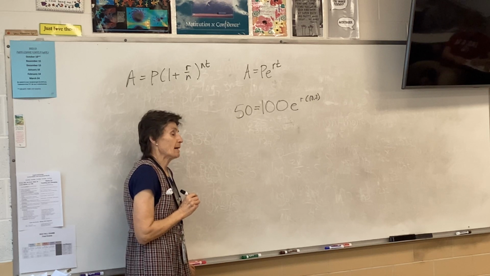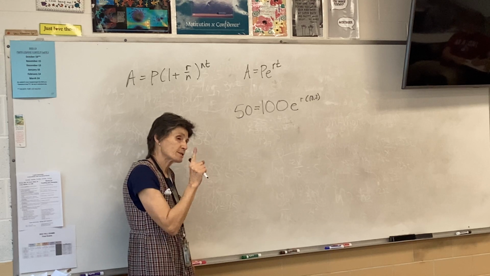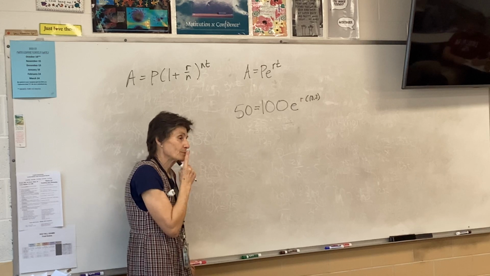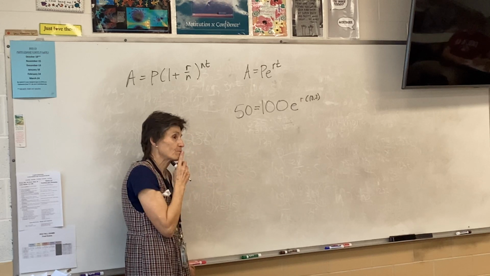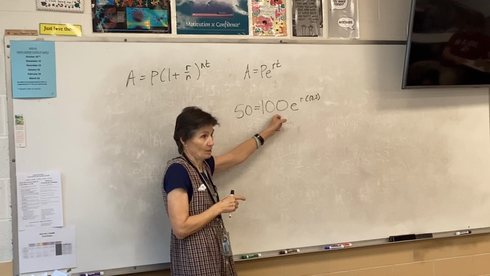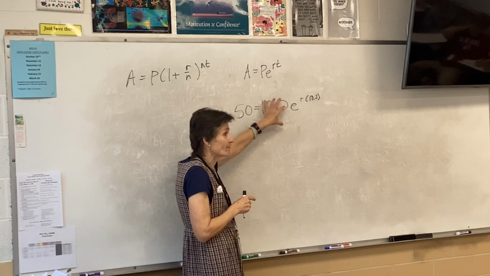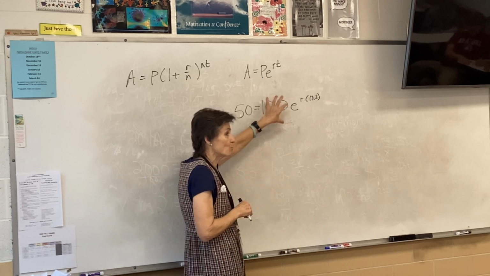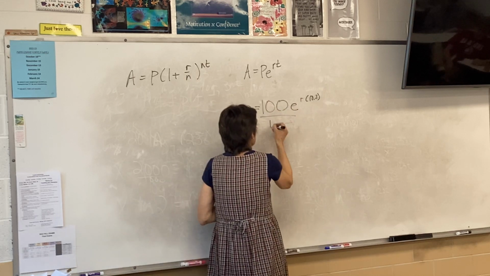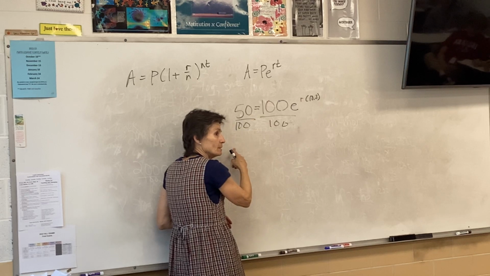Now here's why what I start with doesn't matter. What's the first step to doing this problem? No, there's no distributing in this problem. The first thing I have to do is divide by 100. You cannot have, we did this all day yesterday, the number out here in front. Well, what happens when I divide by 100? It equals 1/2, 0.5.